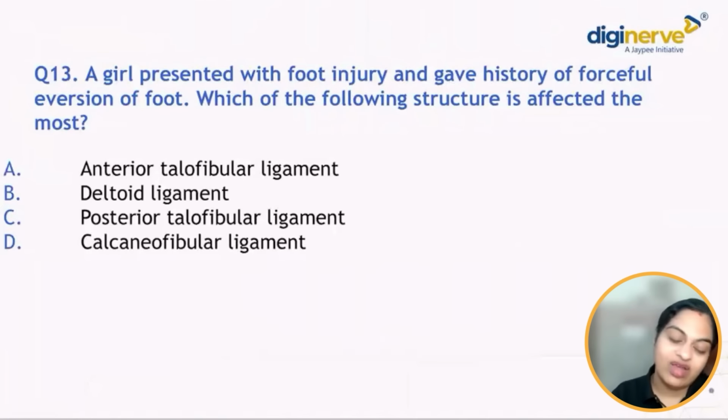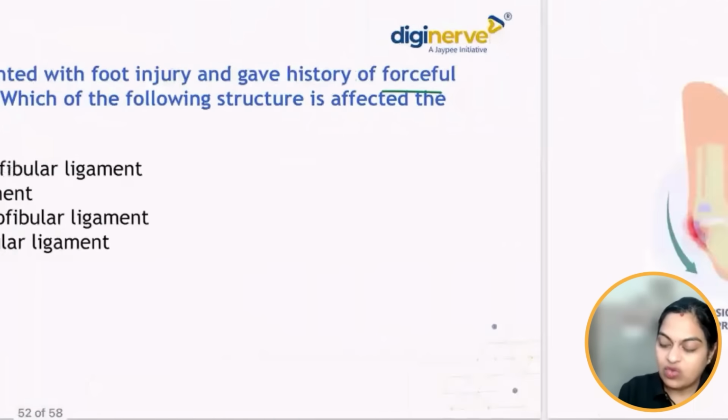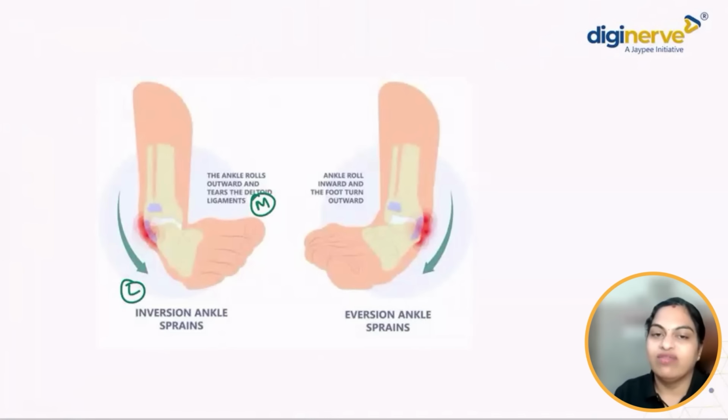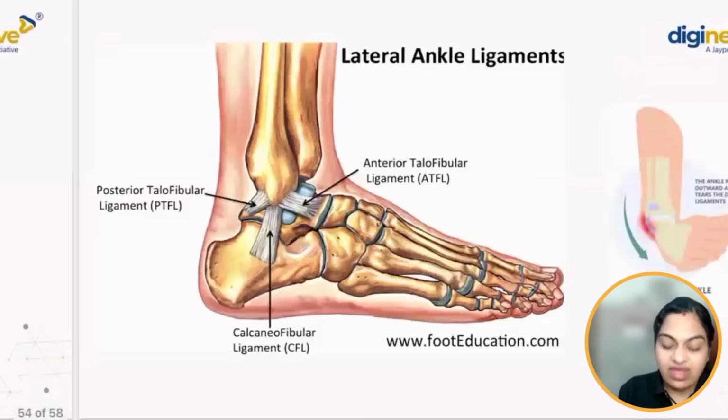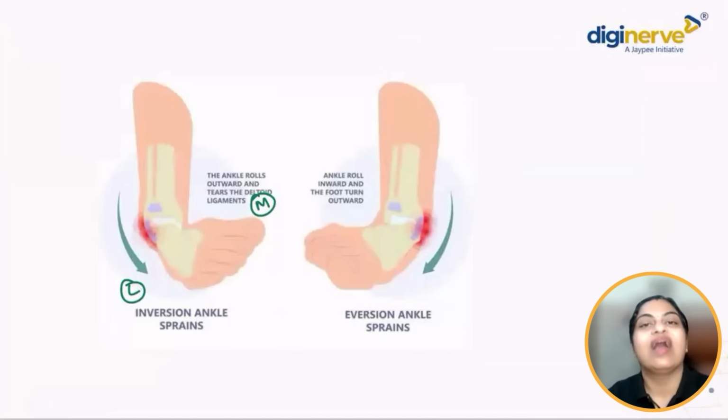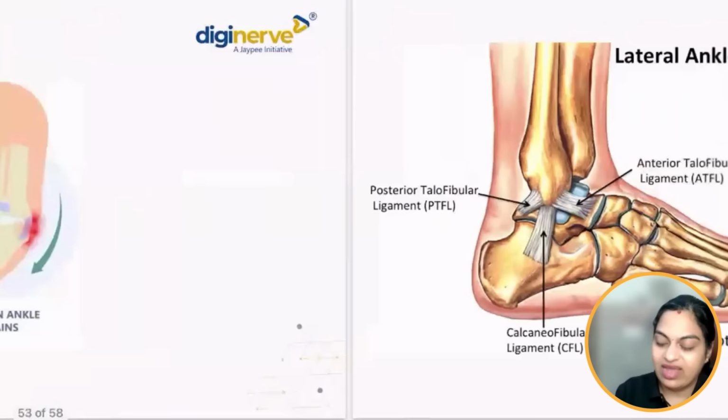Coming to the last question for our recall, a girl presented with foot injury and gave history of forceful eversion of foot. Which of the following structures is affected the most? So this is the medial and this is the lateral aspect, right? Inversion injury or eversion injury can quite happen. Inversion injuries are quite common. When there is an inversion injury, when the foot is turned inward, the structures on the lateral aspect are stretched. And for eversion injury, the structures supporting the medial aspect will be stretched and injured.